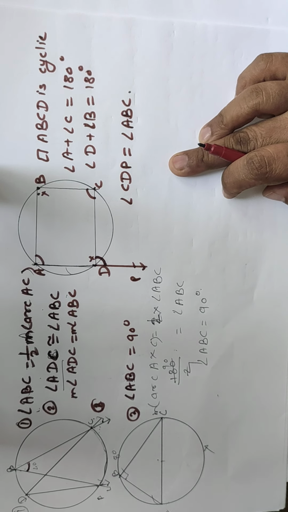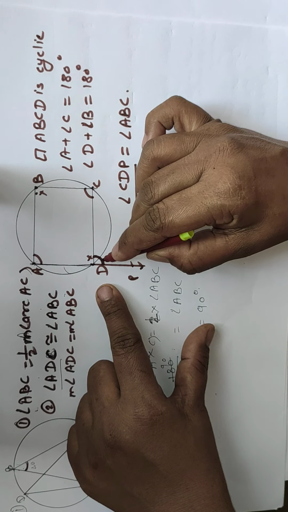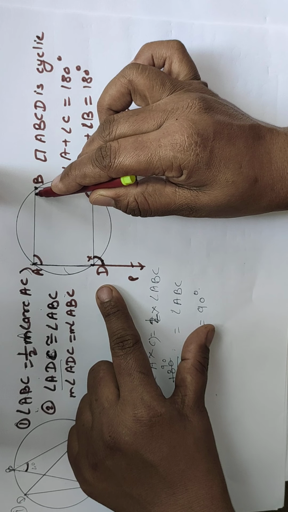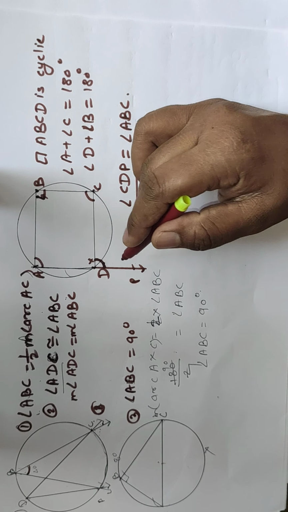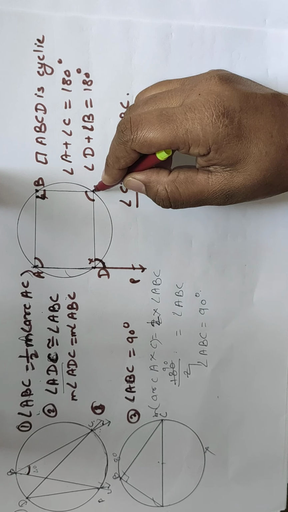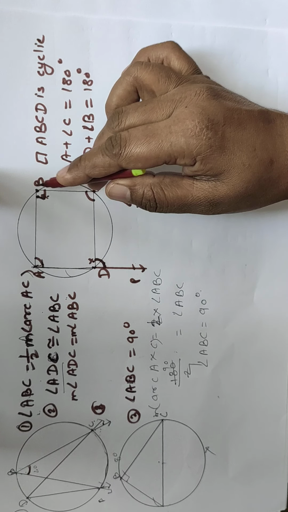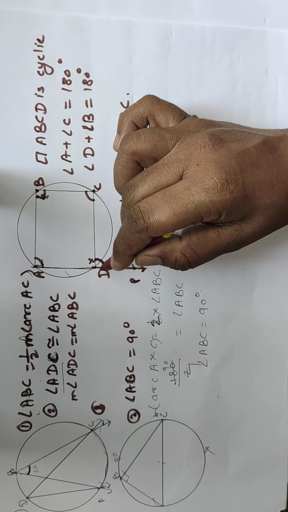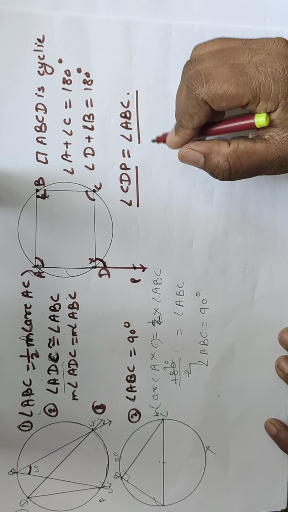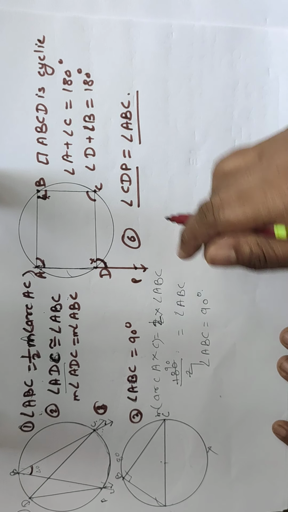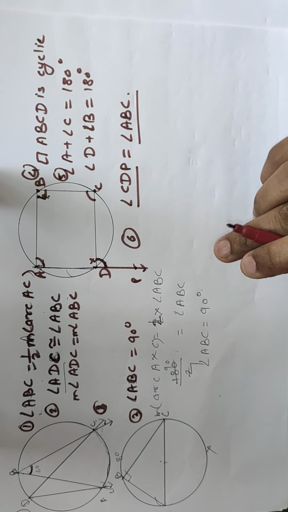What I said is that CDP is the exterior angle, and its measure is equal to ABC, which is inside the circle. The exterior angle of a cyclic quadrilateral is congruent to the angle opposite to the adjacent angle. So this is the exterior angle, its adjacent angle is ADC and its opposite angle is ABC. So the measure of angle CDP is equal to ABC. That is the sixth one. Remember this point. This is third, this is fourth, that is the fifth point, and this is the sixth.